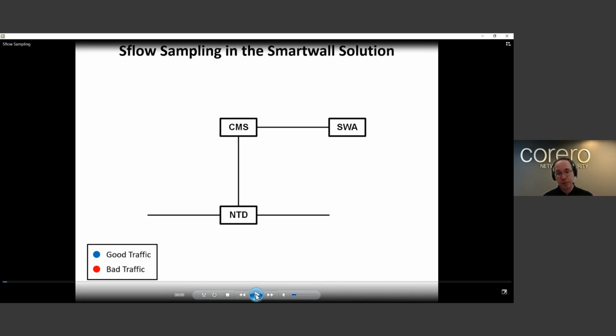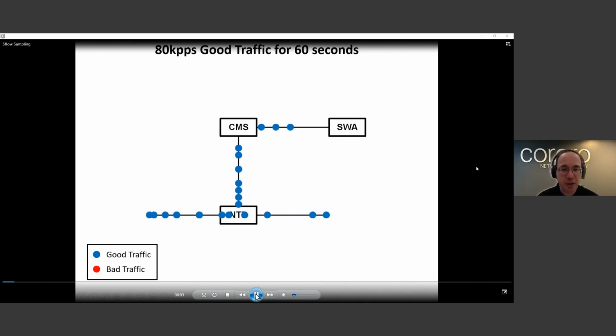So I just promised him, because when the engineer saw the bad track going through the NTD, he was very upset. So I promised him whenever I showed this, yes, even years later, that I would always say it was in monitor mode. So here is the traffic going through the NTD.